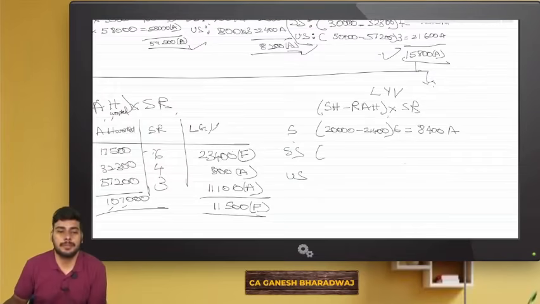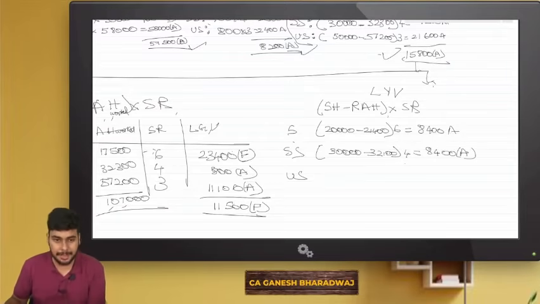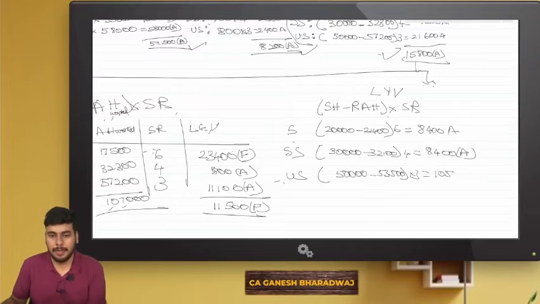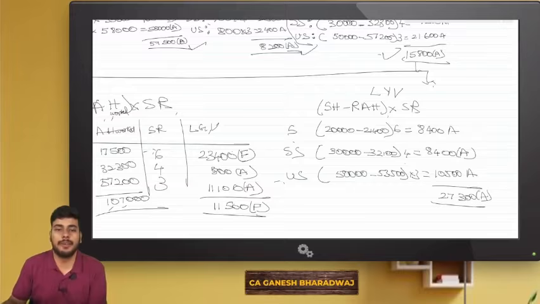Next, semi-skilled. 30,000 minus 32,100, into what? 4. How much is that? 8,400. Again, 8,400 adverse. Next, 50,000 minus 53,500 into what? Into 3. How much is that? 10,500 adverse. So how much is this? 27,300 adverse.